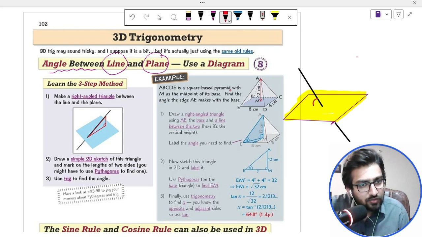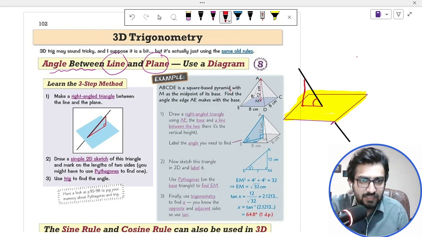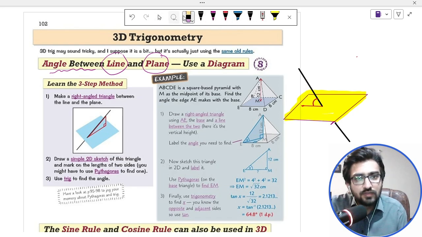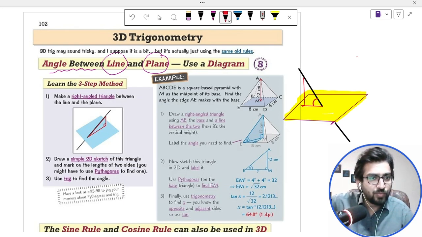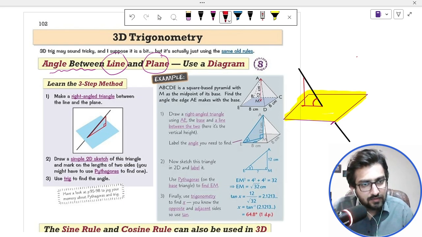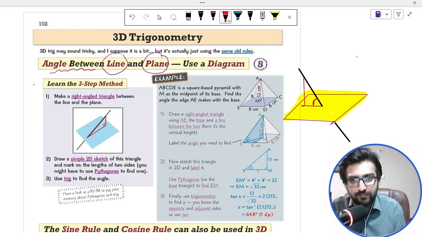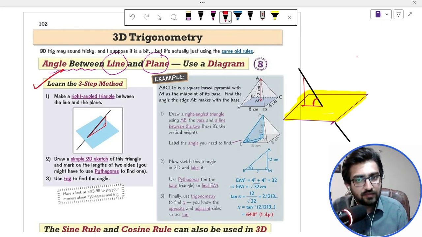Why? How? Because this is a triangle. It will become a triangle. Which triangle? A right angle triangle. A right angle triangle is actually a simple one, and you can solve this with multiple methods. So that is a line passing through the plane, and this is the angle which you can find. This is the method. Learn the three-step method.